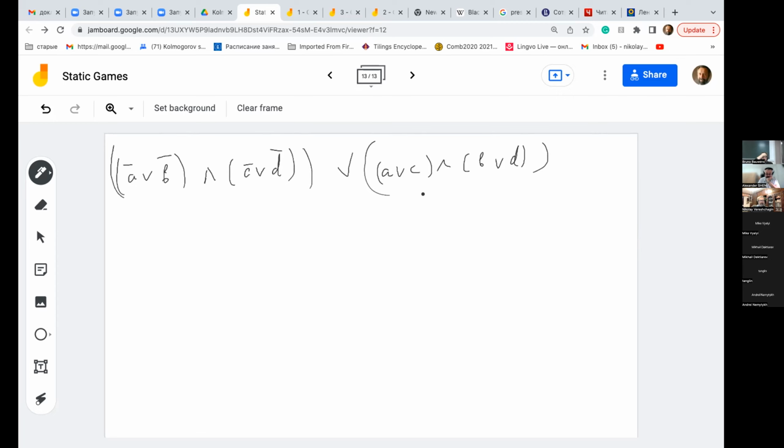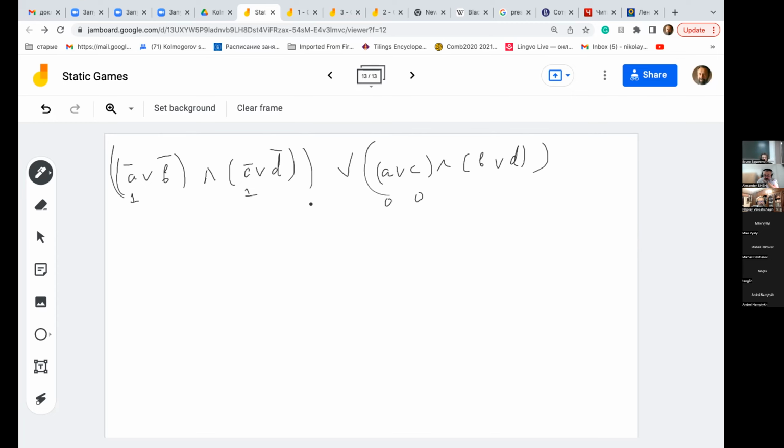One can verify that this is a classical tautology, actually, because if this is invalid, say, this one, then one of these should be zero. For example, A is zero and C is zero. In that case, this evaluates to one, and this evaluates to one. So everything here evaluates to one, and the formula is true, right? So this is a classical tautology.